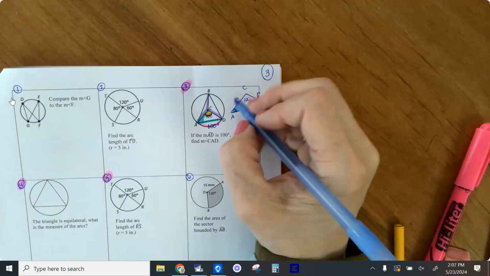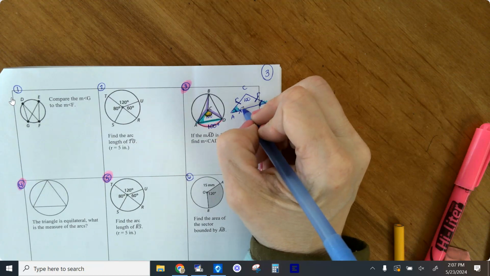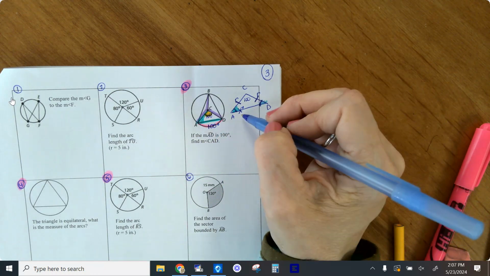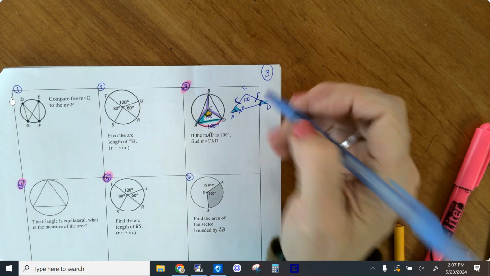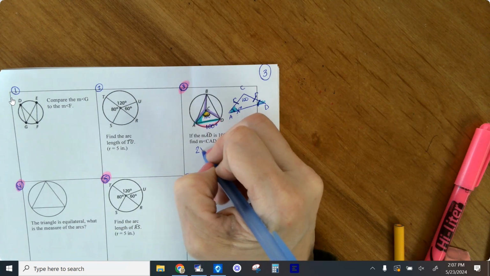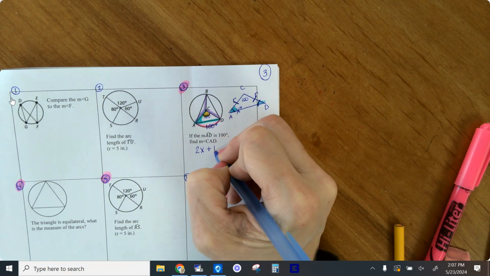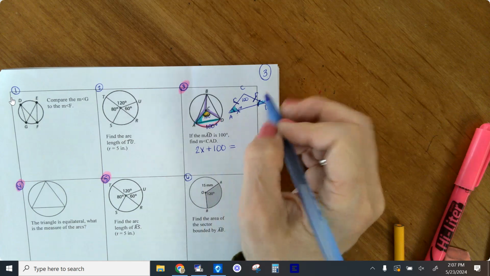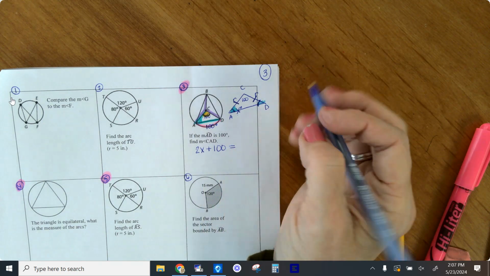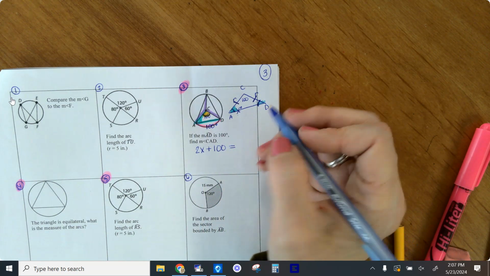So, do you know what these are? No, we can give them an x, right? And we have one x over here and one x over there. So we have two x's. And then we have the 100. And then all three of these angles have to add up to what? 180.